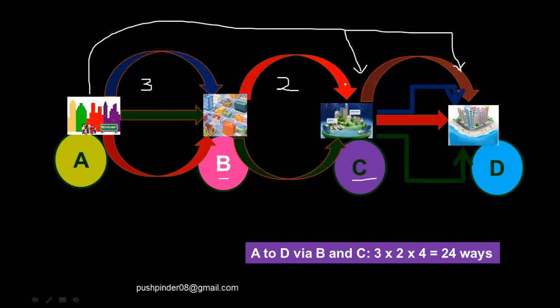Why? Because if we want to go from city A to city C, there are 3 ways here and 2 ways here. Each way here is going to give us 2 ways. So 3 ways are going to give us 3 into 2, that is 6 ways. That is how we calculate the answer. I hope everyone is understanding. Let's move forward to some complex scenarios.